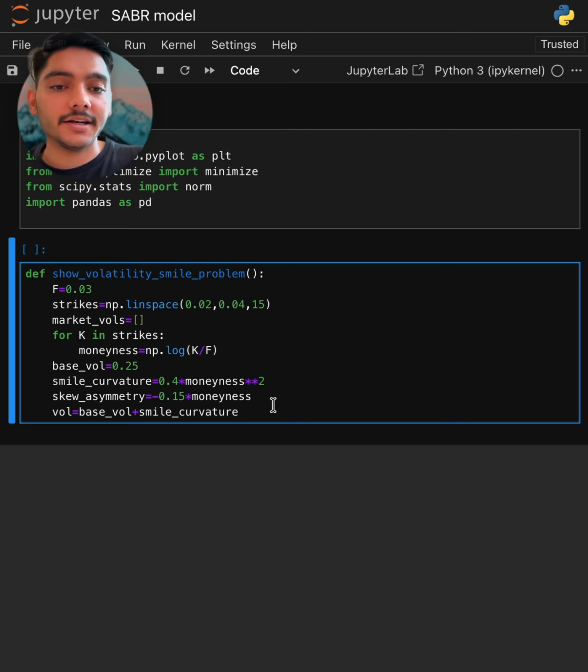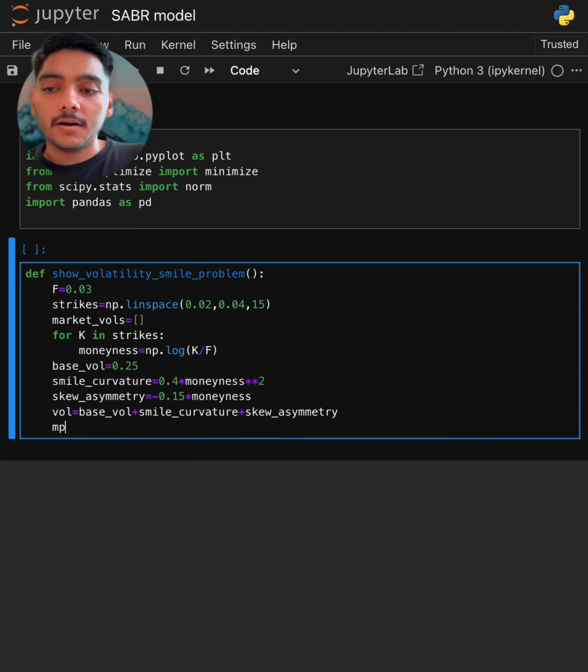I am again getting an error here, and it will be plus skew asymmetry, and the market volatility is the volatility. Okay, so let's go to step 4, the visualization part.